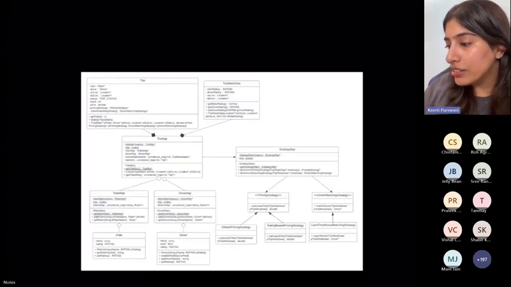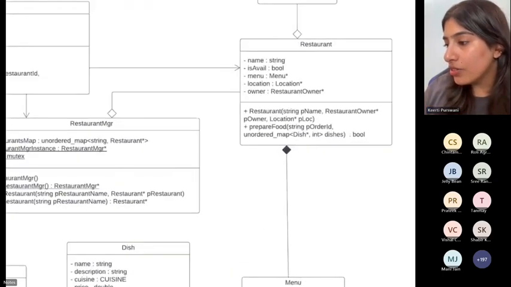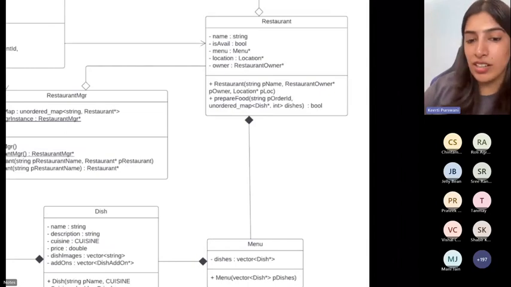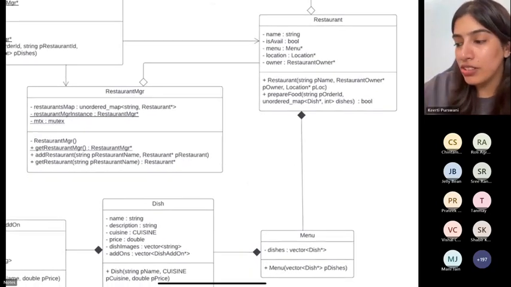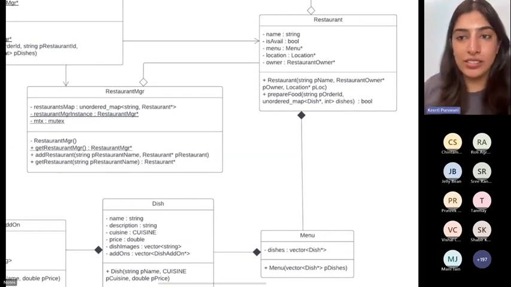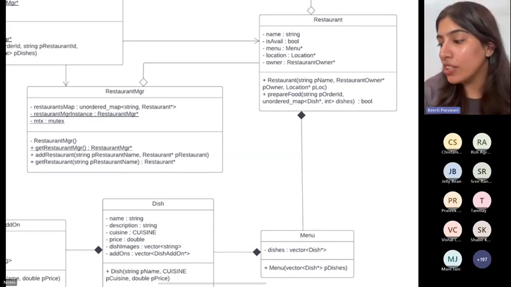Okay. Let's look at this example also. So this is Swiggy. So can you explain to me this restaurant and menu? What is the relationship between restaurant and menu? Composition. Composition.